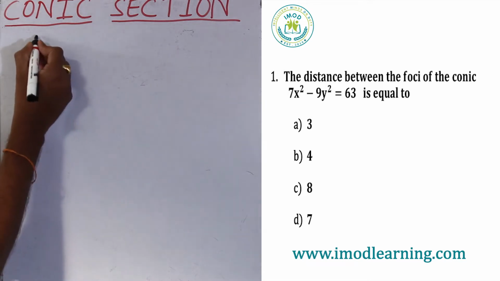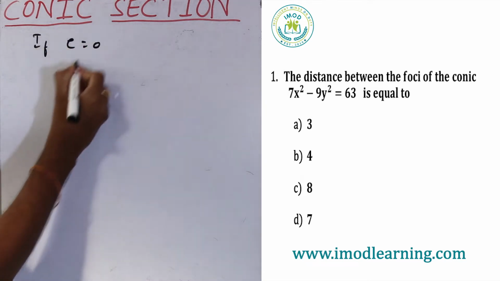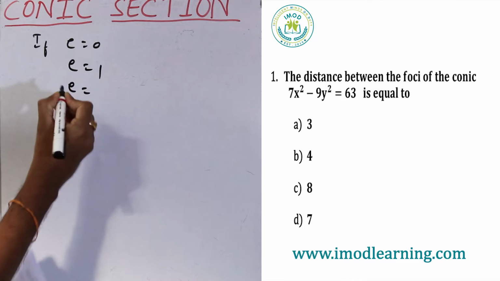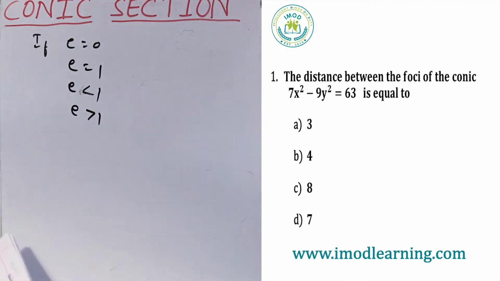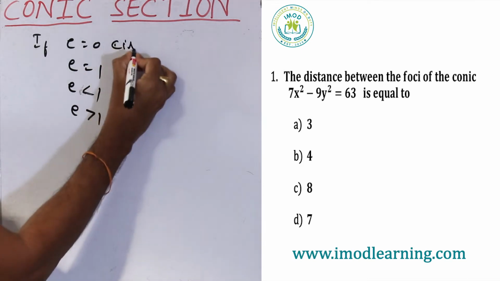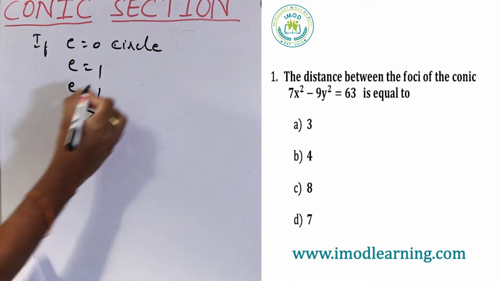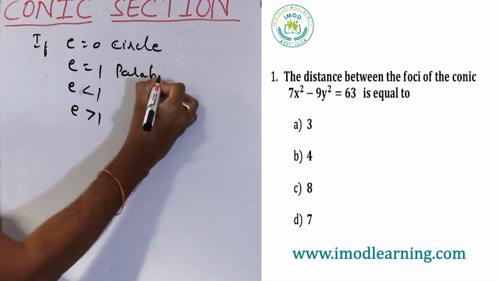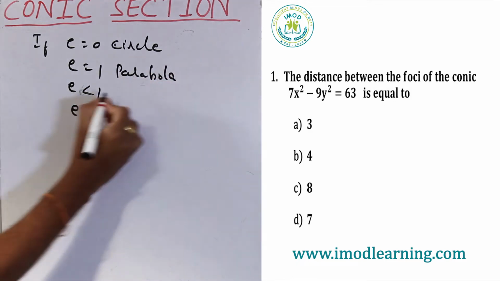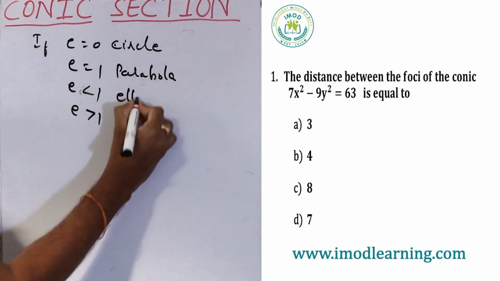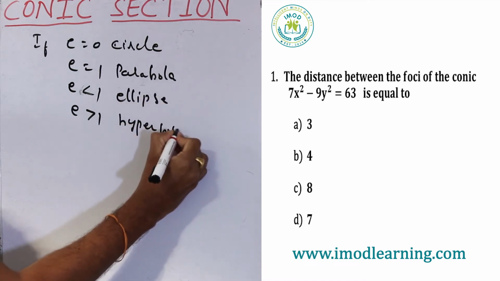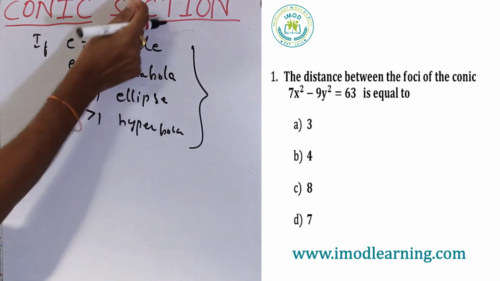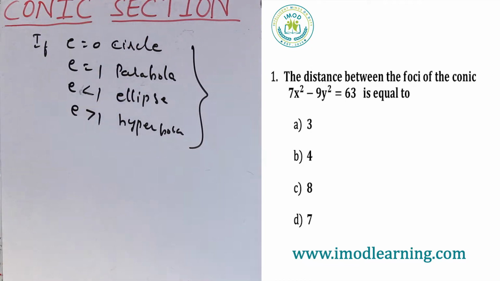Of course, we know very well if e is equal to 0, e equal to 1, e is less than 1, e is greater than 1. So e equal to 0 is a circle, e equal to 1 is a parabola, e less than 1 becomes an ellipse, and e greater than 1 becomes a hyperbola. So the study of these things we call conic section. So first problem.